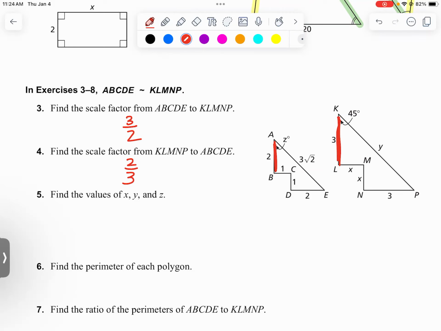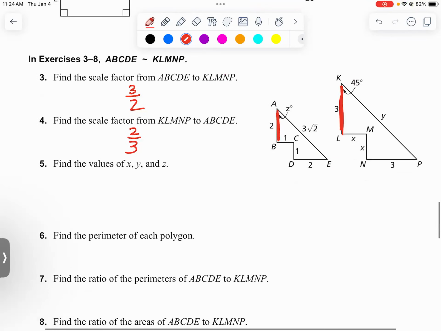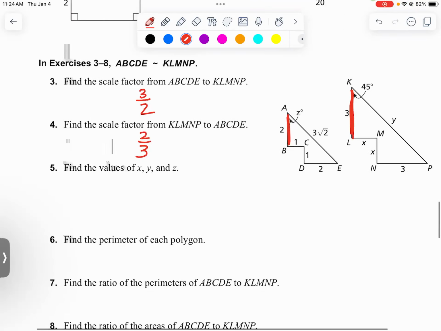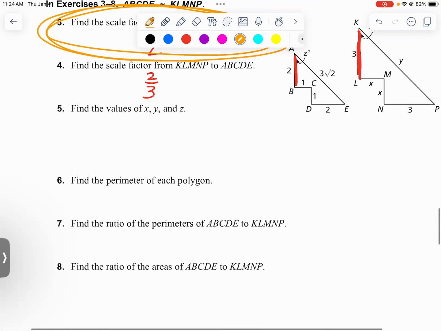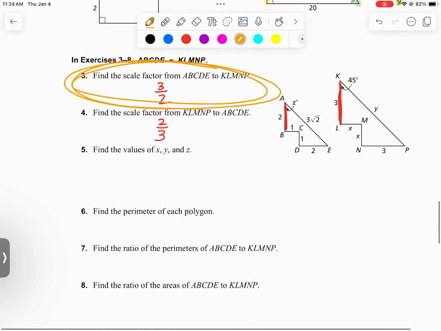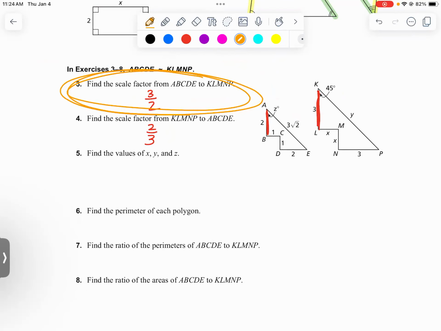Okay, now let's talk about the perimeter. So let's just go back to this one right here. Our scale factor is 3/2. What's the ratio of the perimeters? The same, people. It's the same. 3/2. Okay, it's the same. Whatever the scale factor is, the ratio of the perimeters is the same, but the ratio of the areas is squared. It is squared.